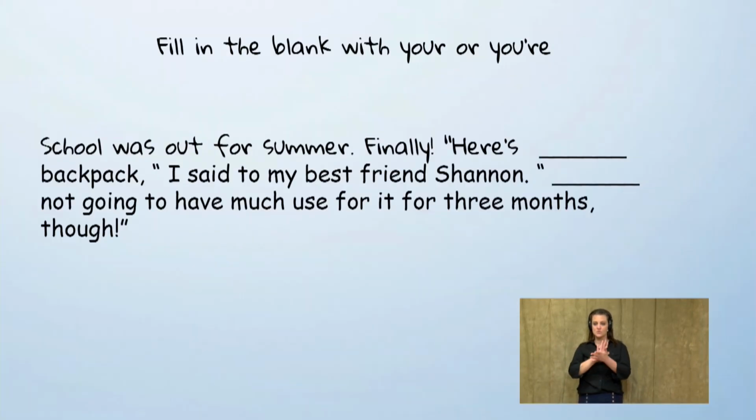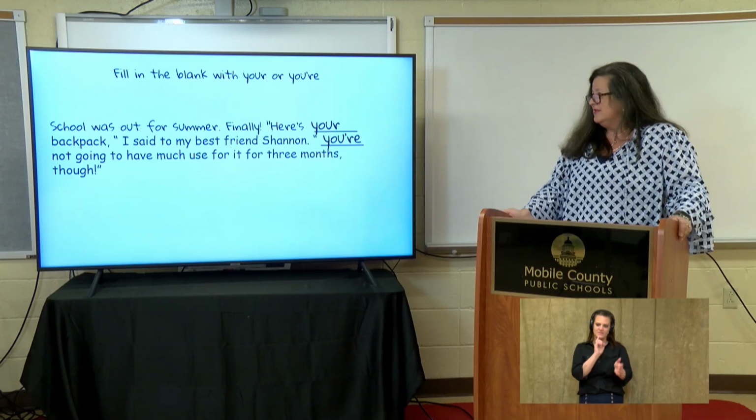School was out for summer. "Finally, here's blank backpack," I said to my best friend Shannon. "Blank not going to have much use for it for 3 months though." So what goes in that first blank? "Here's your backpack." Is it "you are" or "you're", or do I own the backpack? I own it, so it's "your" backpack. And the next one would be "you're not going to have much use for it for the next 3 months though." Can you tell the theme here? We're moving on to 6th grade and we're getting ready for the summer.